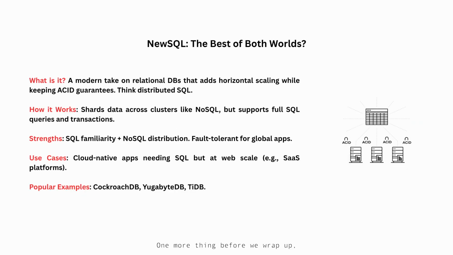One more thing before we wrap up. If you love SQL structure but need NoSQL scale, check out NewSQL. These are distributed relational databases that feel like traditional SQL but run on clusters. They're gaining traction in recent years for enterprises migrating to cloud without rewriting everything. Worth exploring if your app starts simple but grows huge.